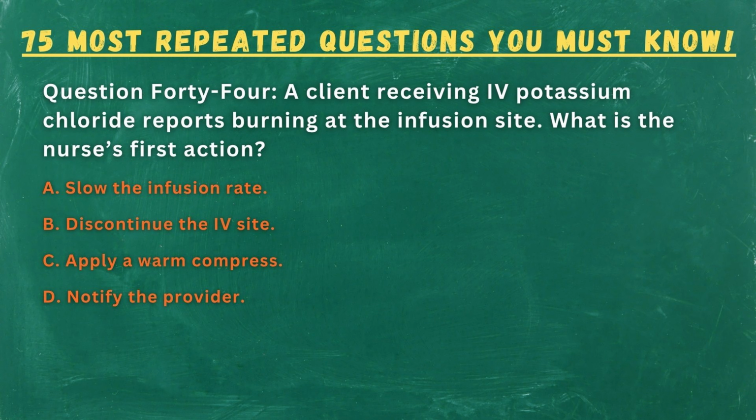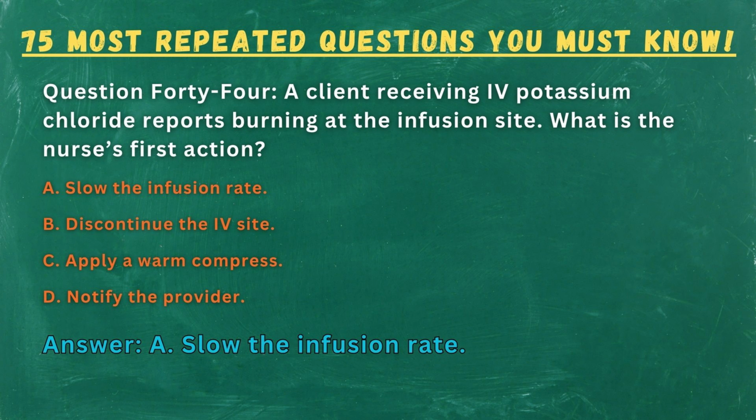Question 44. A client receiving IV potassium chloride reports burning at the infusion site. What is the nurse's first action? A. Slow the infusion rate. B. Discontinue the IV. C. Apply a warm compress. D. Notify the provider.